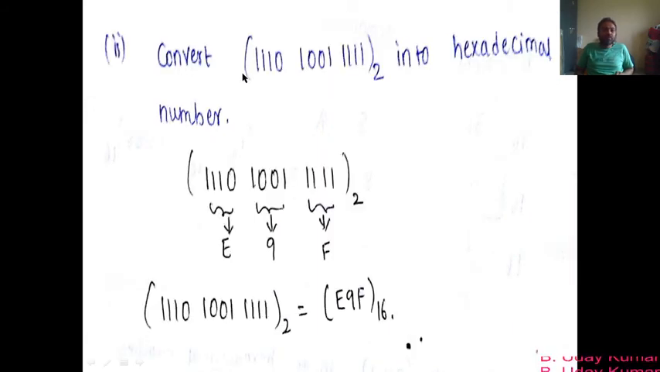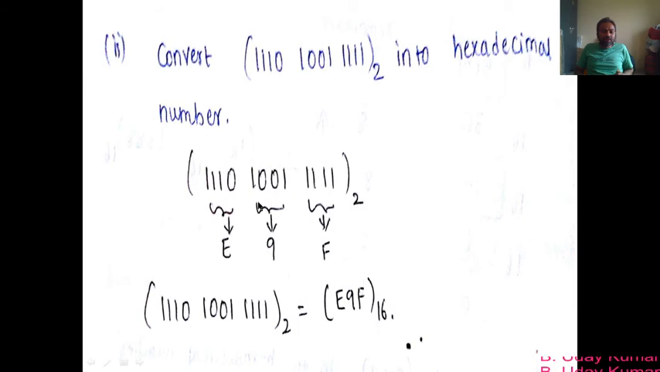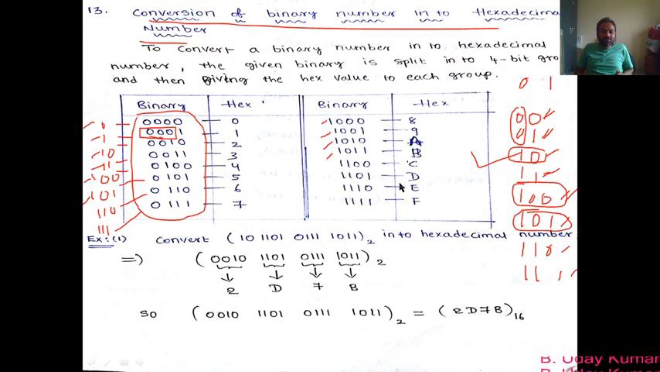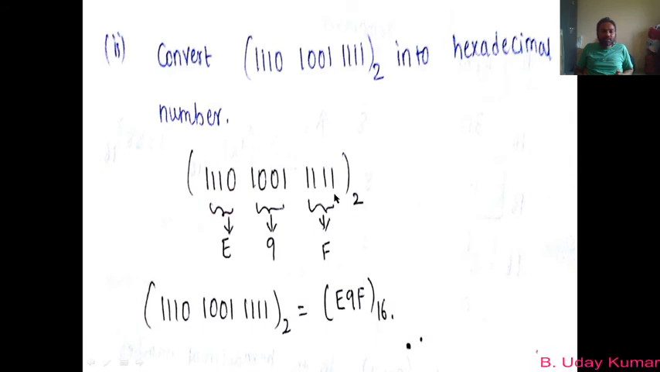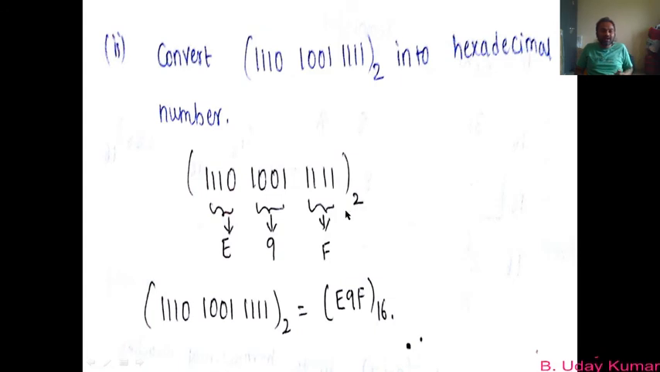Let us take one more example. 1110 1001 1111 to the base 2. We want to convert it into hexadecimal. Again, if you compare with the table, 1110 is equivalent to E, and you can check it, and 1001 is equivalent to 9, and the next 1111 is equivalent to F. So just compare and write it down. If you compare, you get E9F.